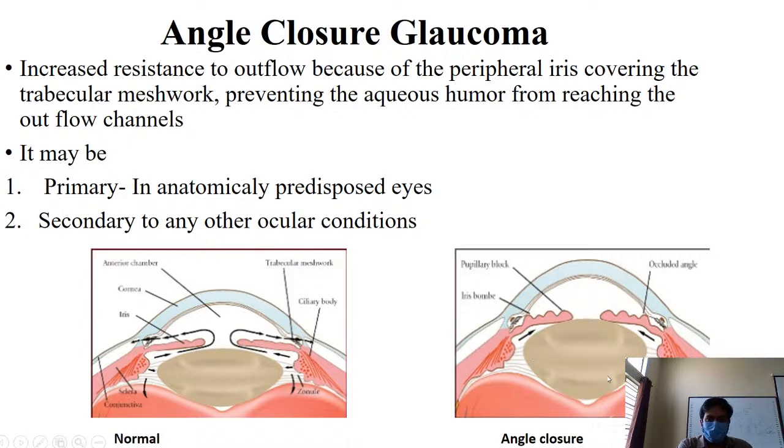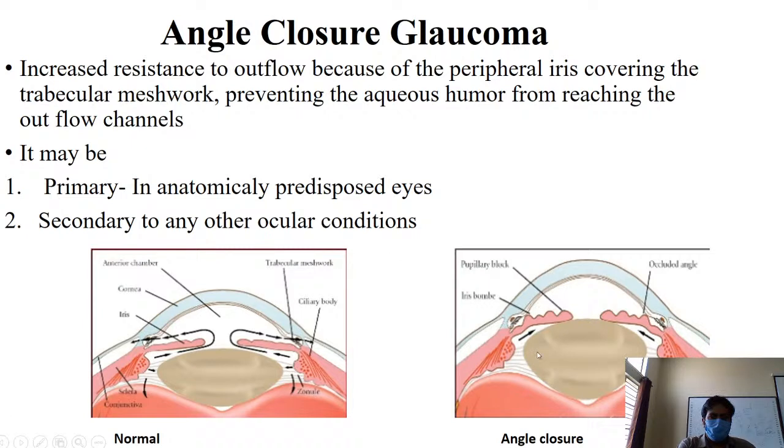But in some anatomically predisposed patients, the lens and iris diaphragm is pushed a little forward, and because of which there is pupillary block because of the iris. This pupillary block causes collection of the aqueous humor in the posterior chamber. So the angle of the anterior chamber, which has the trabecular meshwork, is pushed against the iris. Because of this, the angle becomes occluded and there is no drainage of the aqueous humor. This is what happens in angle closure glaucoma.